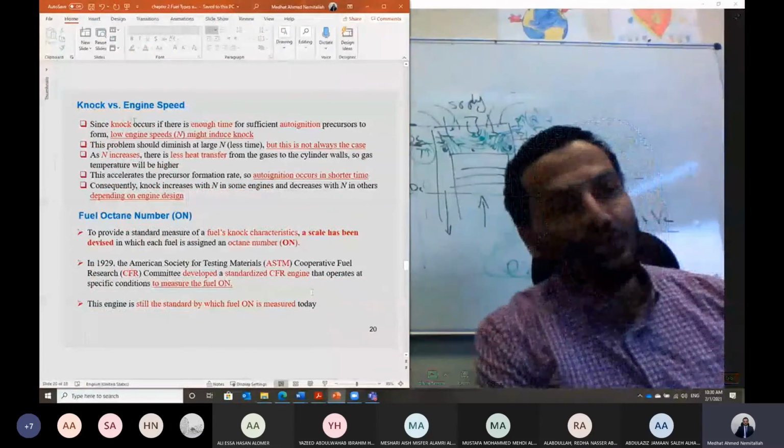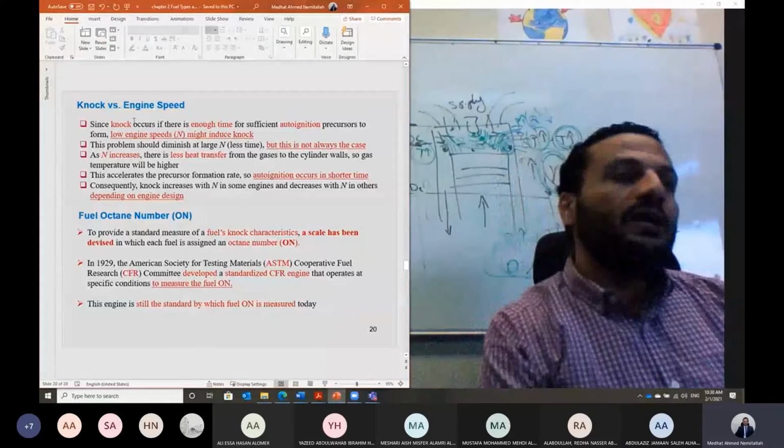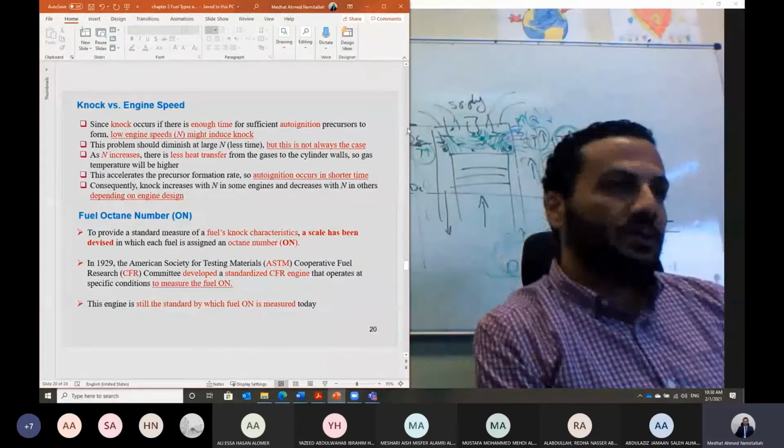But what about the engine speed? Can we have knock at lower engine speed or higher engine speed? Which one has higher potential to have knock?